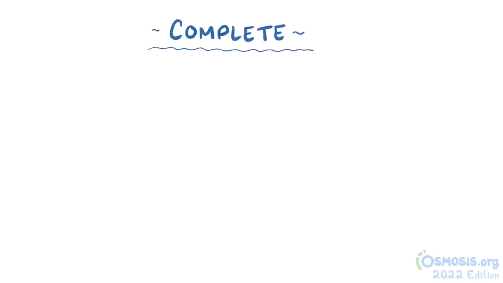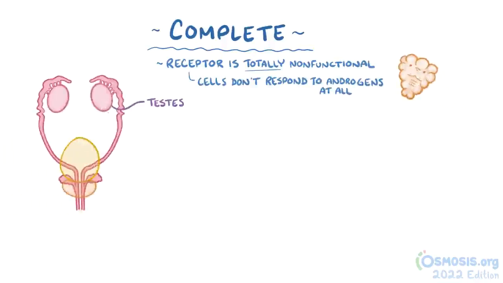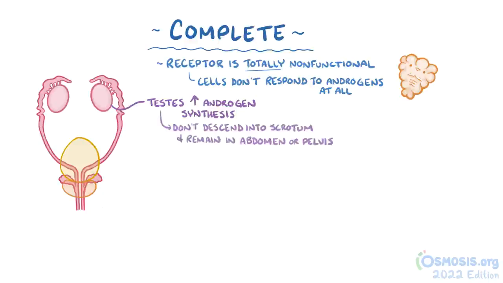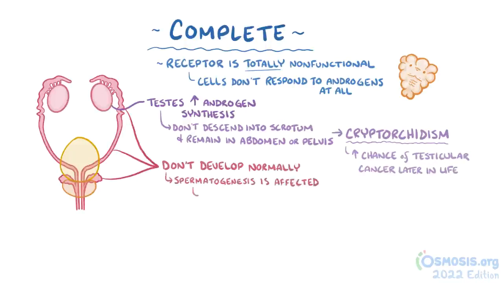In complete androgen insensitivity, the receptor is totally non-functional, so the cells don't respond to androgens at all. As a result, the testes try to respond by increasing androgen synthesis. Without the effects of androgens, the testes sometimes don't descend into the scrotum, and instead remain in the abdomen or pelvis, which is called cryptorchidism. Cryptorchidism is related to a higher chance of developing testicular cancer later in life. In the absence of androgen influence, the epididymis, vas deferens, and seminal vesicles don't develop normally, and spermatogenesis is also affected, so sperm don't mature.